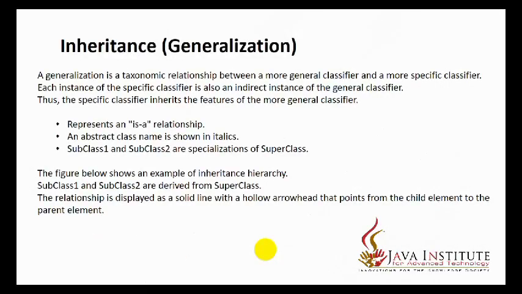Then the inheritance or generalization. Generalization, or inheritance, is the relationship between a more general classifier and a more specific classifier. Each instance of the specific classifier is also an indirect instance of the general classifier. Which means normally inheritance is a relationship. It means there should be a parent class as well as a subclass. Then only they are having an inheritance.